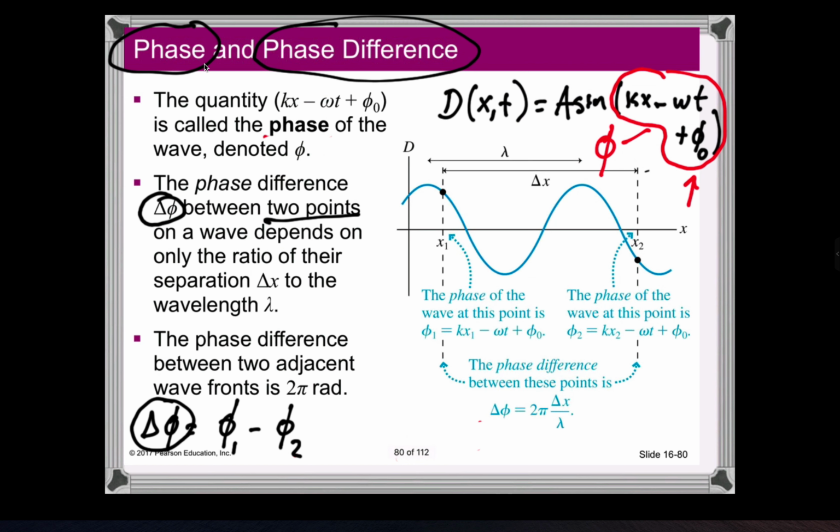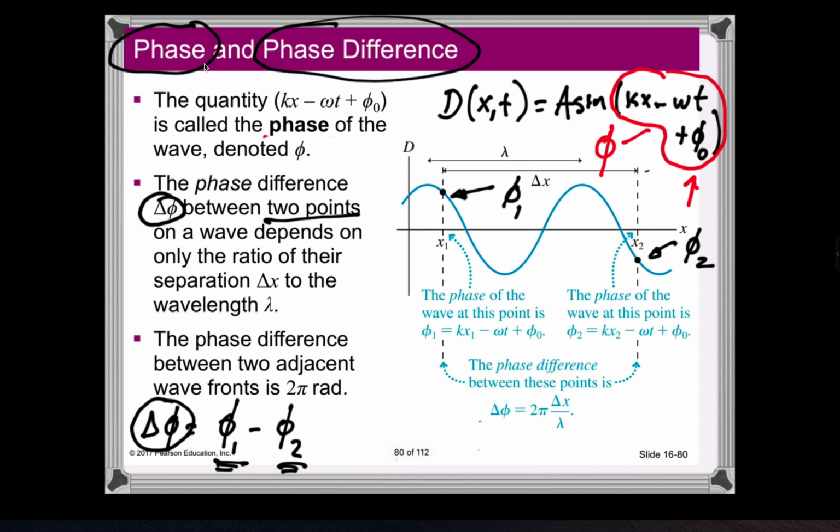Although we only have one wave, we can still talk about the difference in the phase of the wave at two different points. So what is the phase of the wave at this point? We call that phase phi 1. What is the phase of the wave at this point? We call that phi 2. And we're interested in finding what's phi 1 minus phi 2. What's the difference in phase between those 2 points?